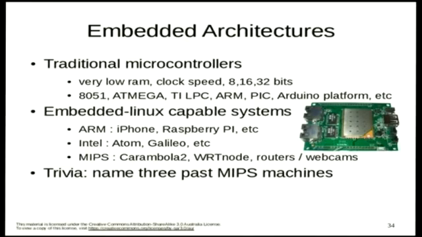The other type is embedded Linux capable systems. As an example, the gadget I've pulled apart here, the one on the screen, is called a Carambola, which is an open sourced gadget you can buy from a company in Europe. I paid about 30 euros for one. Raspberry Pi is another one in the same class. And these all run Linux.